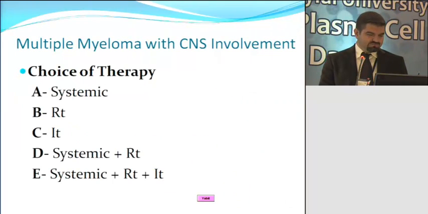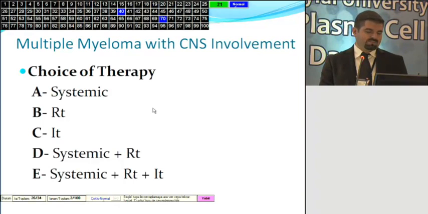At this time point, multiple myeloma with CNS involvement, what is your choice of therapy? Systemic, radiotherapy, intrathecal, or the combinations of them? Yeah, please, Önder. Yeah, at this point he had no 17p deletion or 13q deletion and I think 10 metaphases with no clonal abnormality.